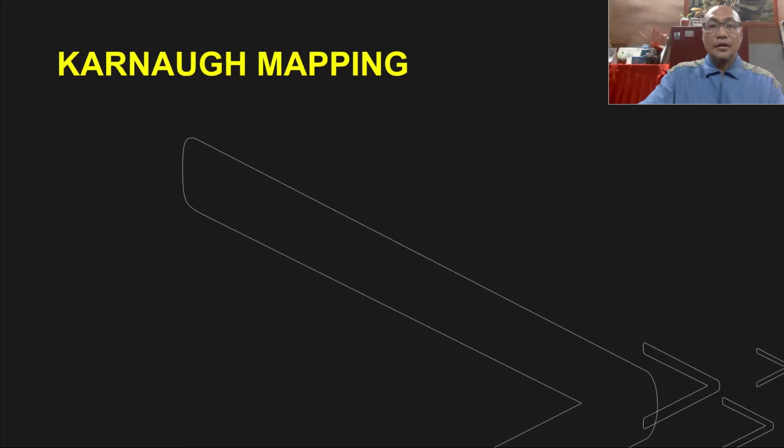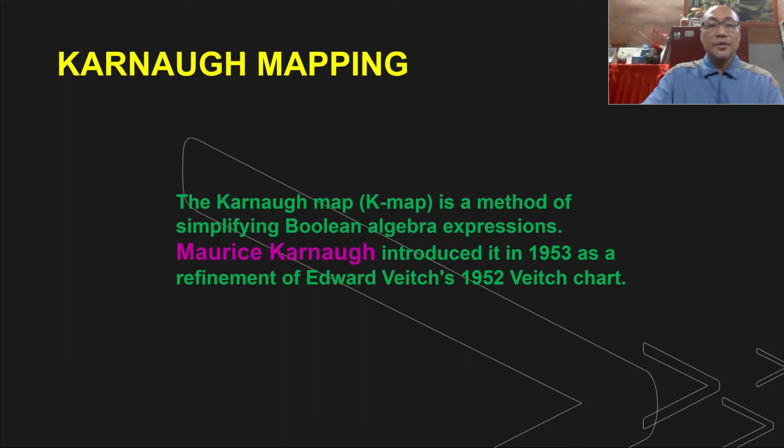Hello once again. This topic will be dealing with Karnaugh Map. Karnaugh Map is a method of simplifying Boolean algebraic expressions. This was introduced by Maurice Karnaugh way back in 1953. While it's true that we can simplify Boolean equations using Boolean algebra, there are other methods that we can use in simplifying Boolean expressions. One of which is what we call the Karnaugh Map.